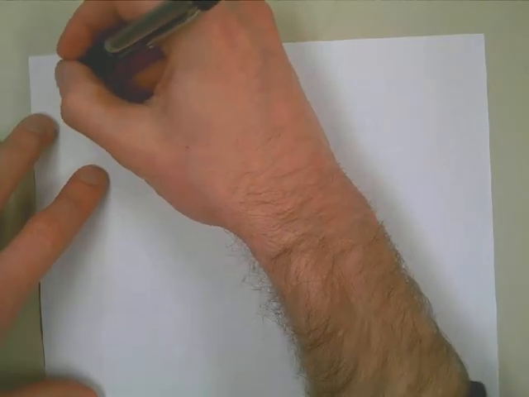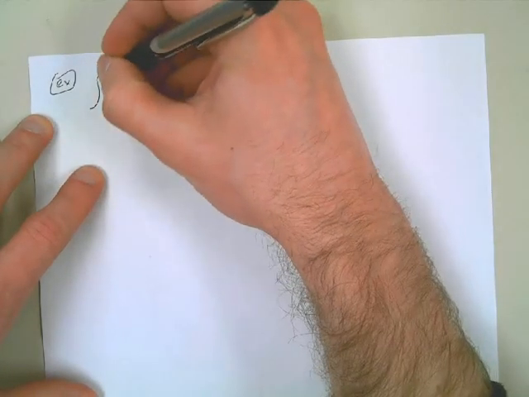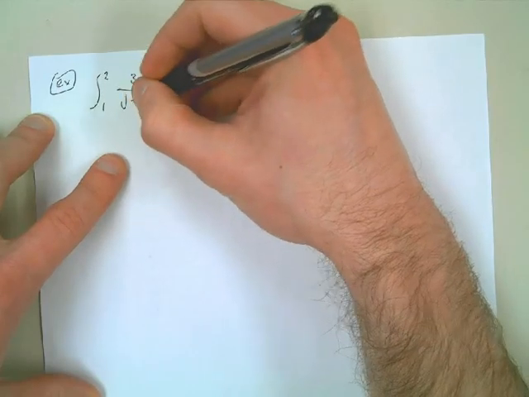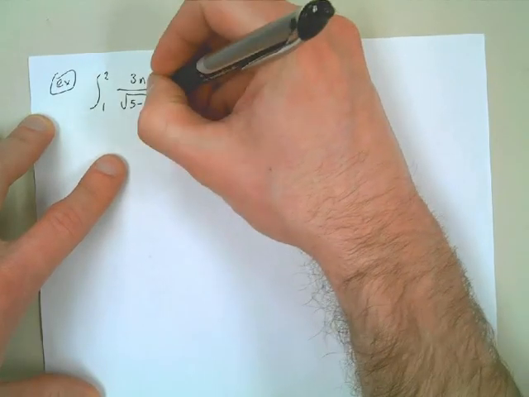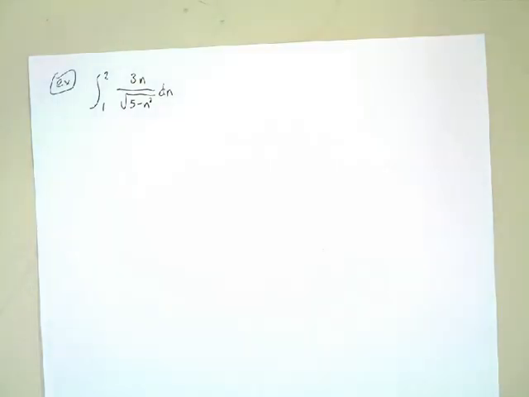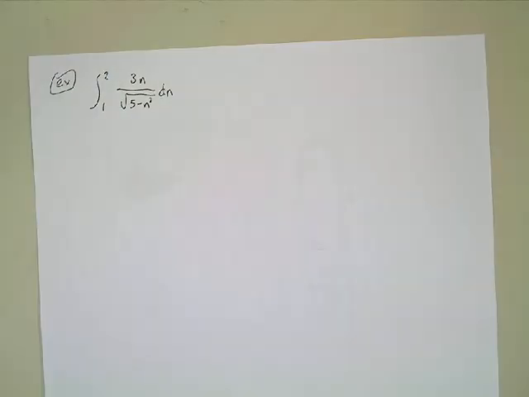Integral 1 to 2 of 3n over the square root of 5 minus n squared dn. That is an n squared, yes. Oh, okay, thanks for putting that.